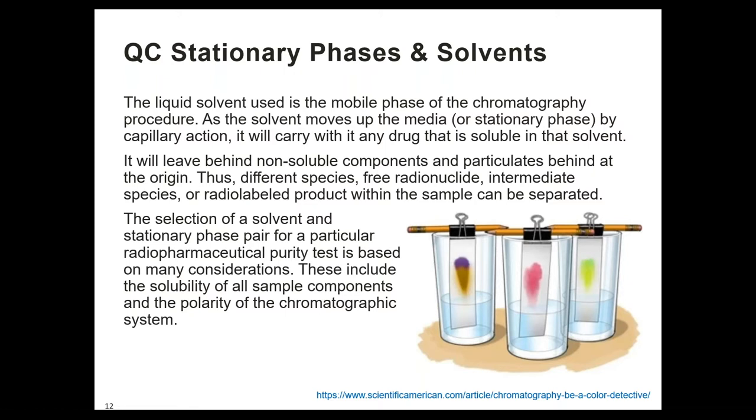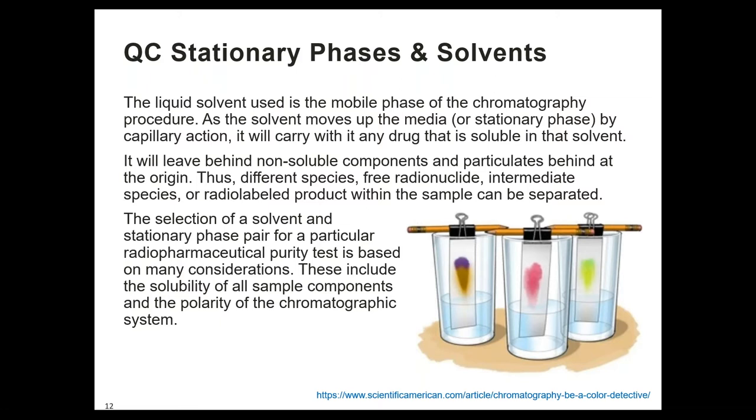So when we're doing QC, we're using both stationary phases and solvents, papers and liquids. And as the solvent moves up by capillary action, it'll move the drug with it if it's soluble in that solvent. The illustration here is one that's often done in elementary school or high school chemistry classes. Small drops of food coloring in glasses of water, and you can separate the different colors of that food coloring. We're doing the same thing with instant thin layer chromatography with radiopharmaceuticals, but they're invisible. We cannot see them, but we can detect them with our radiometric detection systems.